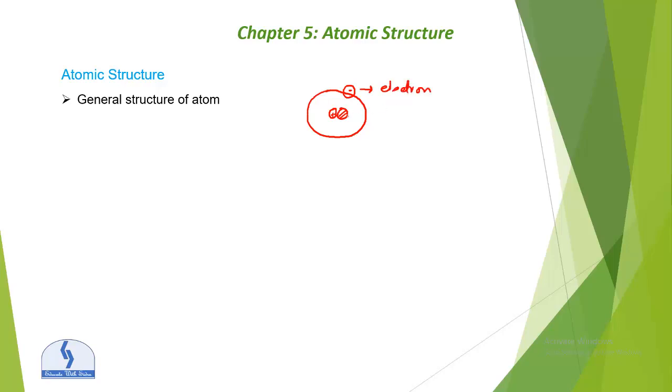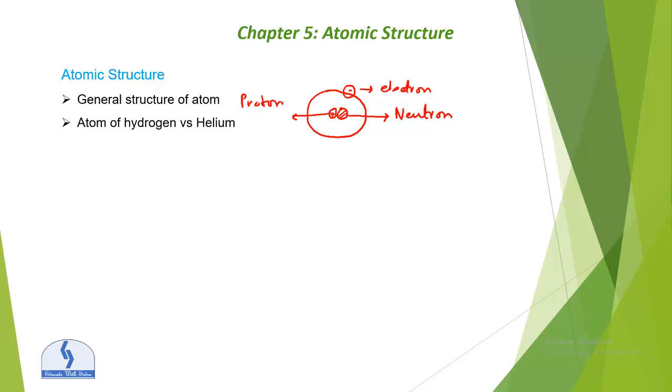And what is inside the nucleus? What is this thing having no charge? Yes, neutron. And what is the positively charged particle? Yes, proton. Very good. So this is the structure of an atom, having proton and neutron inside and electron revolving around the nucleus.